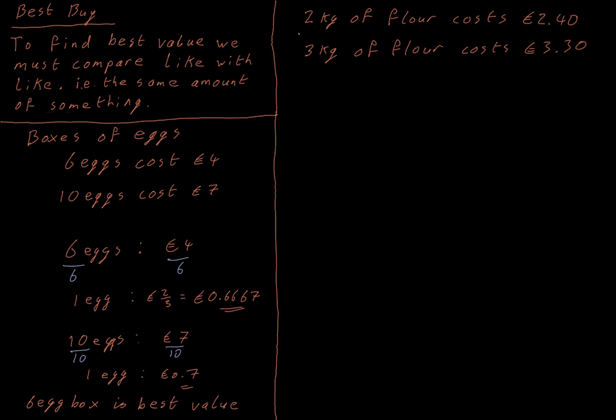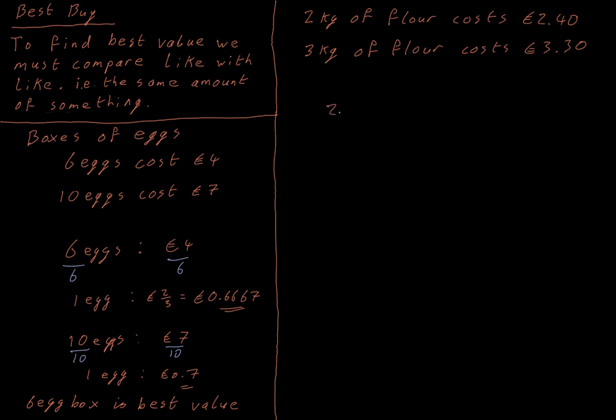Now, let's look at another example. So we go to the supermarket and 2 kilograms of flour costs €2.40. 3 kilograms of flour in another container costs €3.30. Which one is the better value, or which one should we buy? Well, we need to compare like with like. So we could find out how much flour we get in each case for €1, but it's probably in this case more natural to find out what the cost of 1 kilogram of flour is in each case, but you would get full marks if you found out how much flour you got for €1.